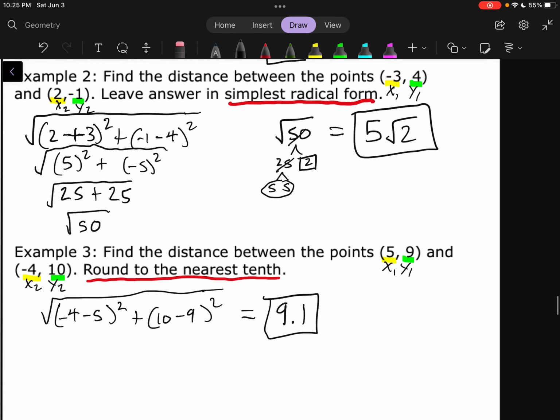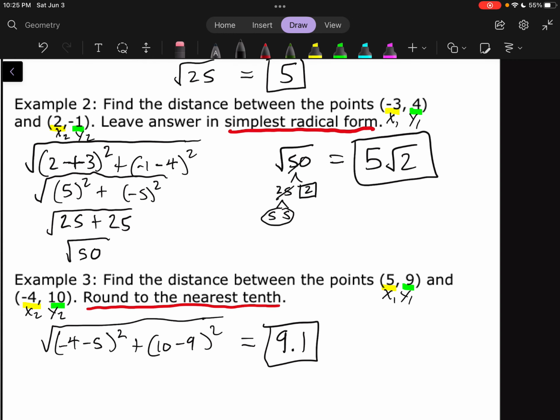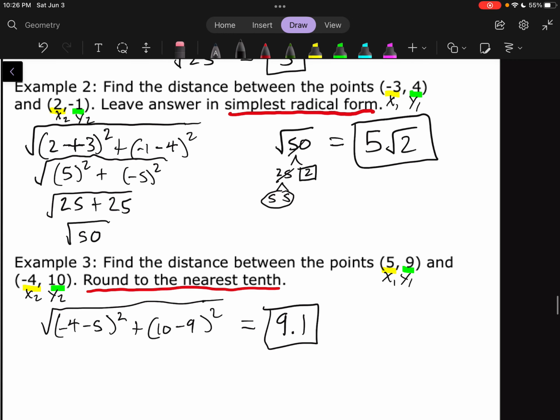Okay, so just keep an eye out for simplest radical form or rounding, because depending on what they say, you might have to do it differently.